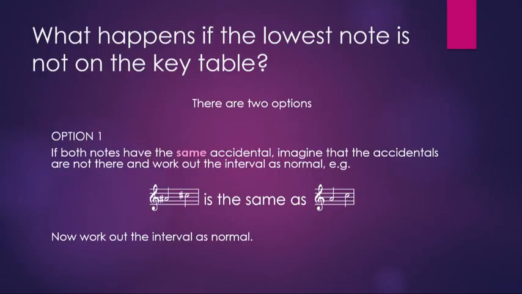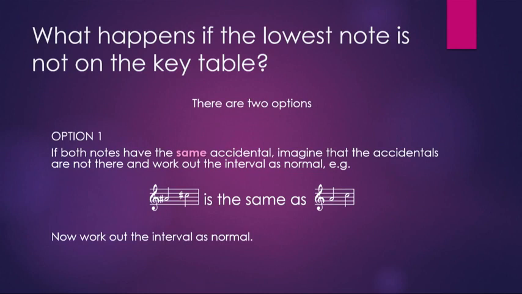This example is where the lowest note is not on the key table of your circle of fifths. Okay, so there are always two options to this. The first option is if both notes have the same accidental in front of them, then you can just take the accidentals out. So let's imagine that you've been given the task of finding the quality and the size of this interval, A sharp to C sharp.